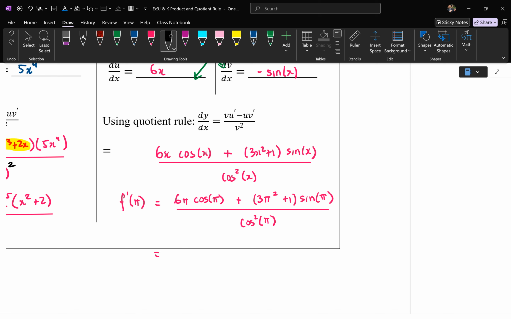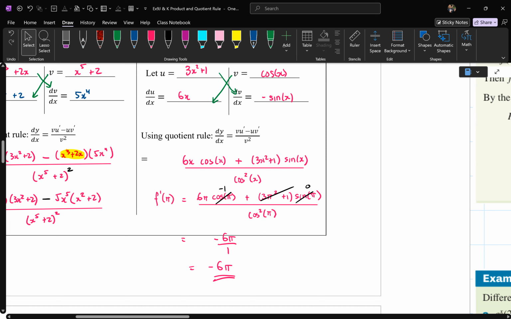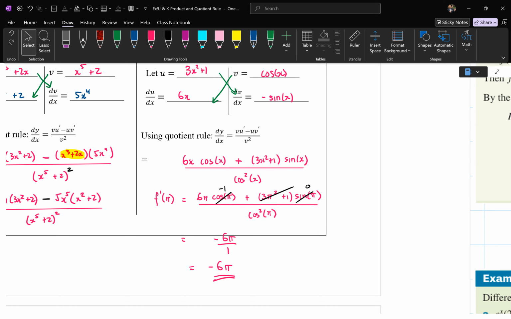You would get cos of pi is -1. Sine of pi is 0. So 0 times that just cancels out. And -1 squared is 1. So really you got -6 pi on 1. So what did you guys get? Sounds good. There we go.